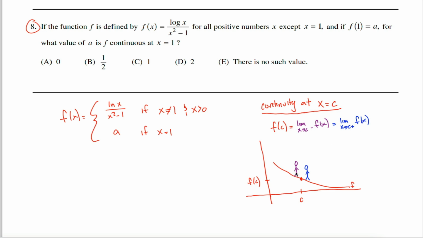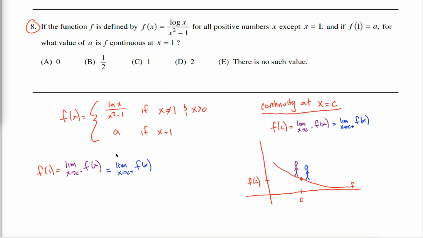I draw the little people here because I think about this person as walking along the graph, getting arbitrarily close to an x value of c, and I'm asking myself about their height on the graph. If that person starts from the left, it's the limit as x approaches c from the negative side. If that person starts from the right, it's the limit as x approaches c from the positive side. You're probably familiar with all that. Anyways, in this problem, the value of c that I'm interested in, the point of continuity, is 1. So what I need is f of 1 to be the same as the limit as x approaches c from the negative side of f of x, which needs to be the same as the limit as x approaches c from the positive side of f of x.